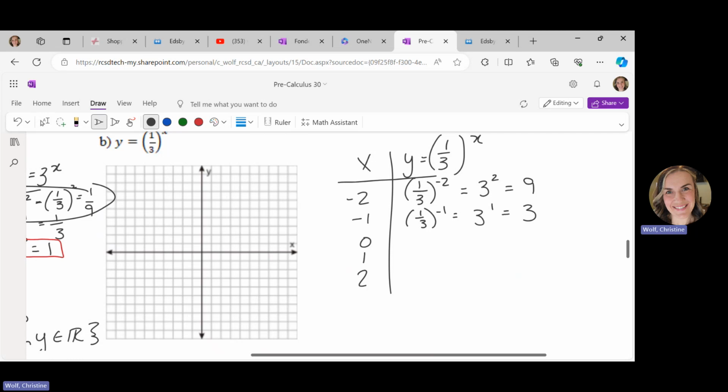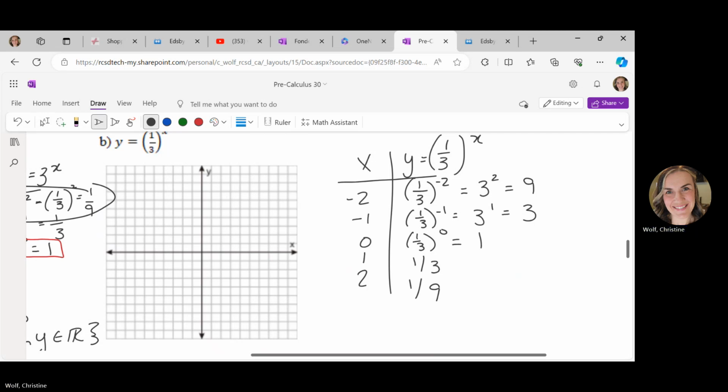And right away, you should be able to see your pattern. I'm dividing by 3, okay? This one, to prove it to you, 1/3 to the power of 0 is 1. Boom, I just divided 3 by 3. I got 1. Divide 1 by 3, so it's 1/3. Divide that by 3, it's 1/9. Okay, patterns will always exist with exponential functions.